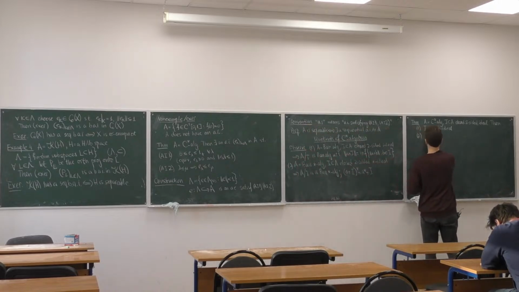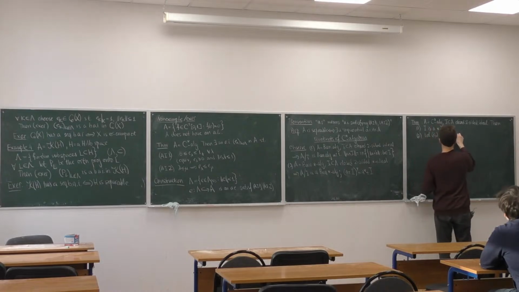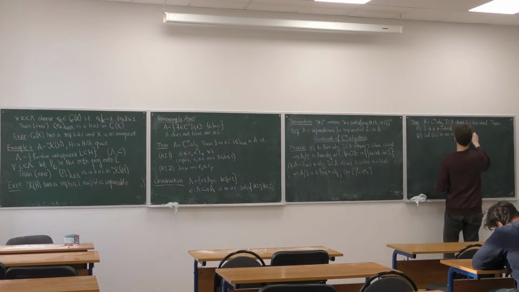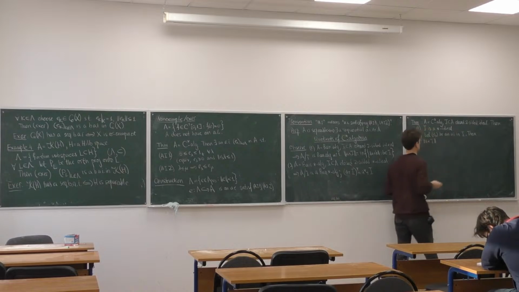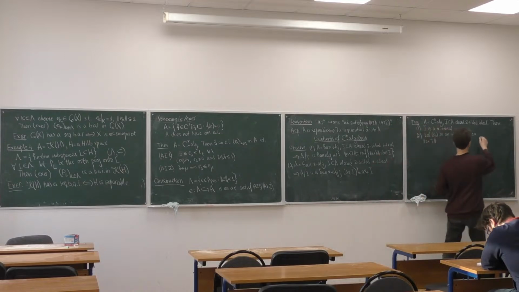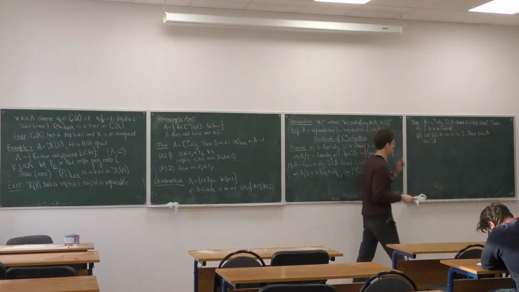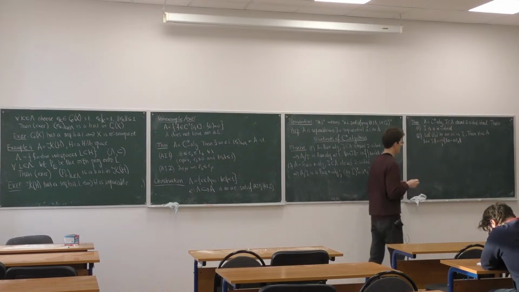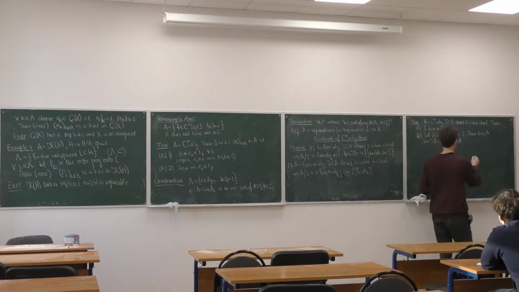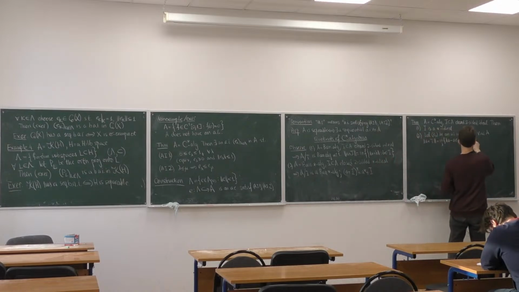Let's take an approximate identity e_lambda in I. Then for every element a in A, the norm of the respective element in the quotient can be calculated as the infimum over lambda of the norm of a minus a e_lambda. And we can also replace the infimum by the limit here. So the limit always exists and is equal to the infimum.